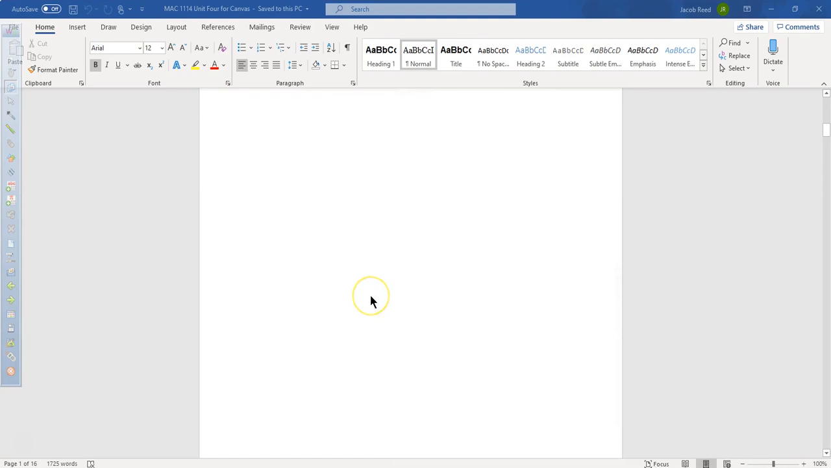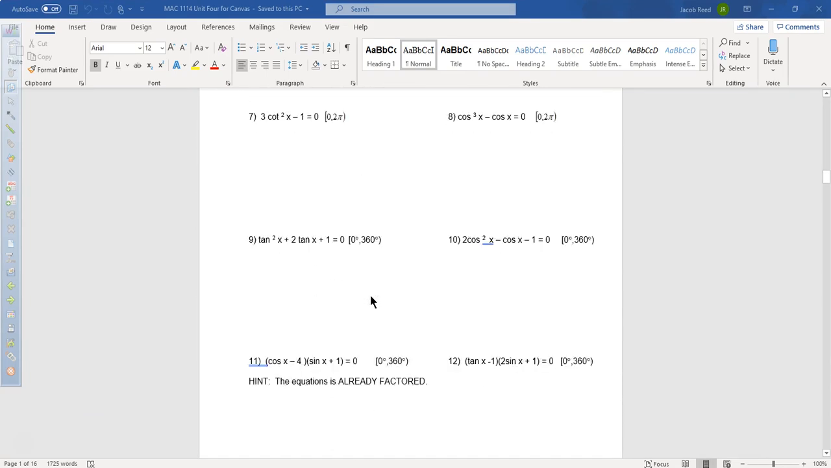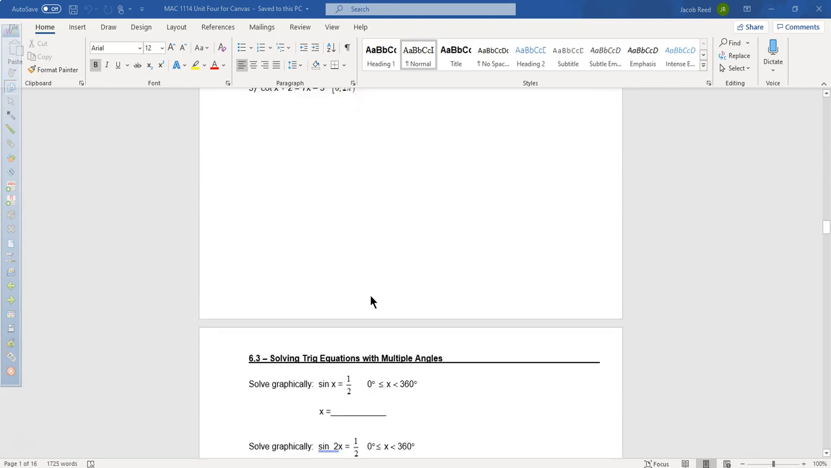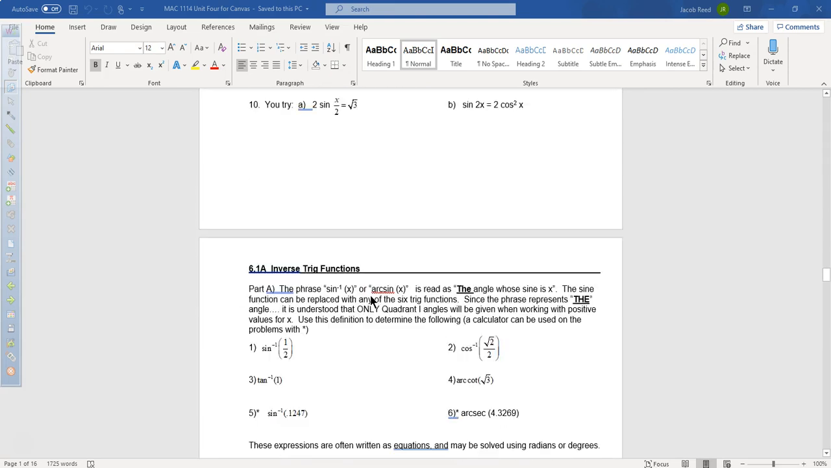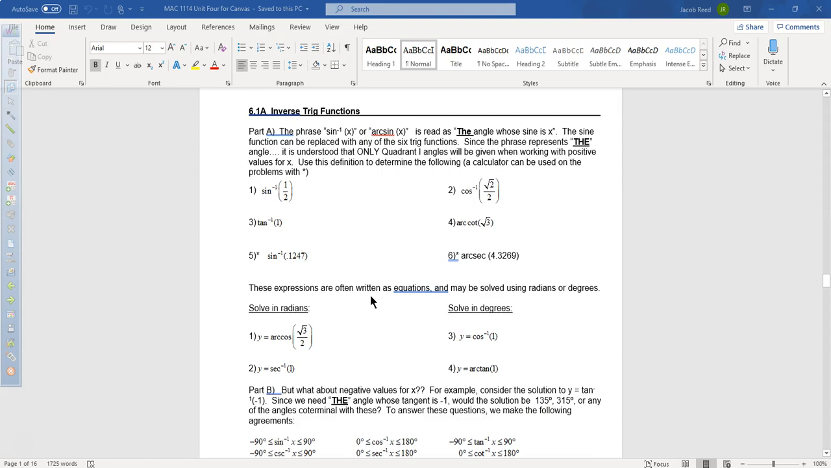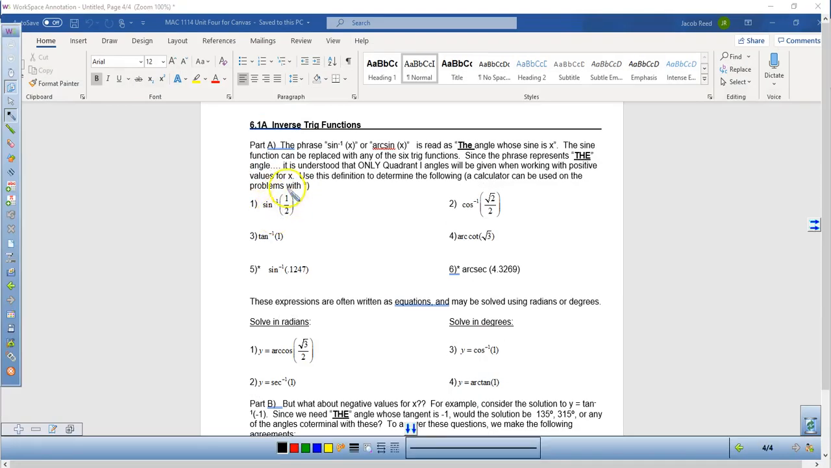So let's scroll down to 6.1. Okay, here we are, 6.1a, inverse trig functions. So the phrase sine inverse x, or arcsine, is read as the angle whose sine is x. Normally in trig we say, oh, sine of 60 is square root 3 over 2. Now we'll be working backwards, just like we were doing in the other sections. We're going to be trying to find the angle that makes sine be 1/2. It just looks a little different setup.